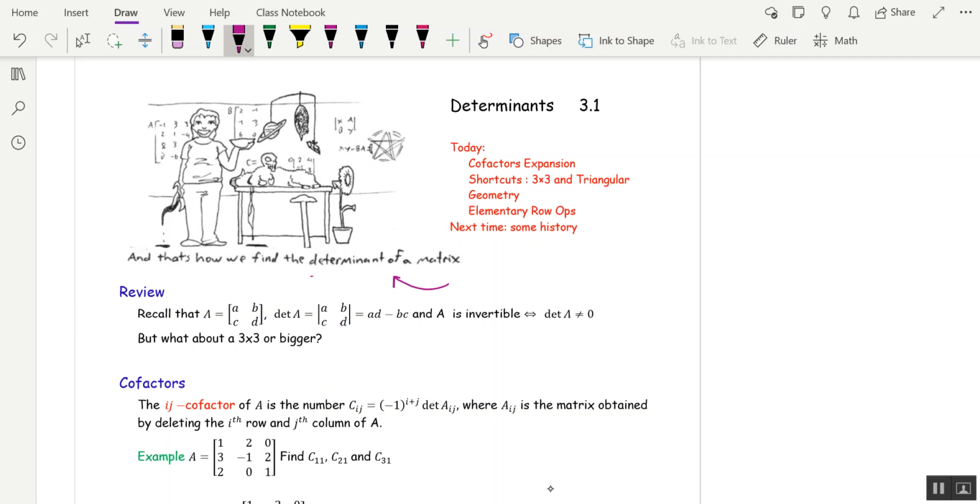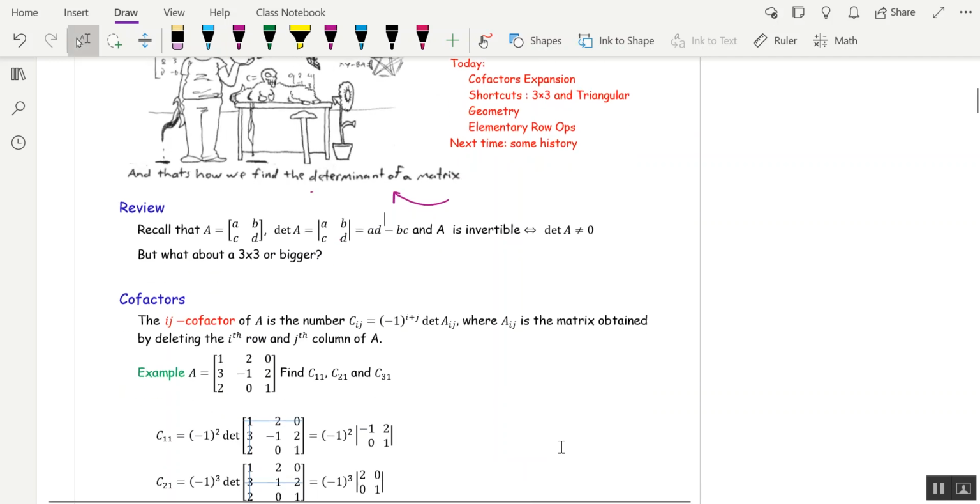We know how to find the determinant of a 2 by 2 matrix, and the notation is straight bars for determinant. So this is a number, and it's AD minus BC. We also know that A is invertible if and only if the determinant of A is not 0. And we're going to see that that result generalizes to 3 by 3 or bigger. We're also going to see how to find determinants of 3 by 3s and 4 by 4s in terms of determinants of 2 by 2s.